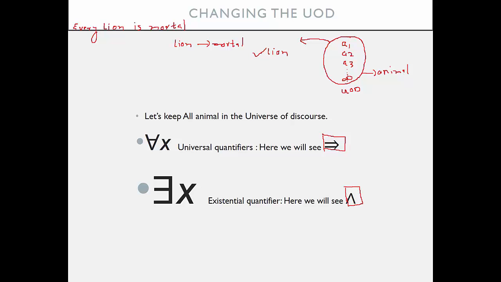Now let's represent this. For example, if A1 is lion, then A1 is mortal. And if A2 is lion, then A2 is mortal. Again, if A3 is lion, then A3 is mortal.